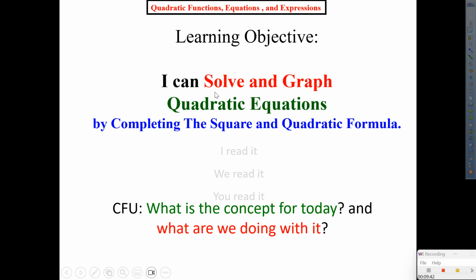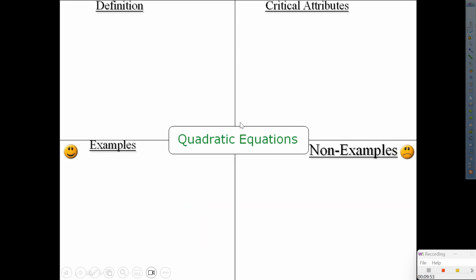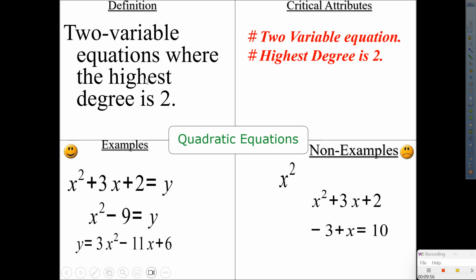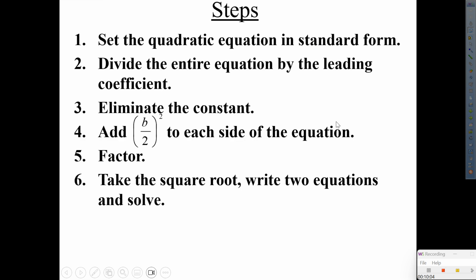Once again, our objective for today: can solve and graph quadratic equations. We already had plenty of practice with completing the square. So today we're going to finish up with our quadratic formula. The definition for quadratic equations was two variable equations where the highest degree is 2. We got that, yeah? What they look like, what they don't, and so on and so forth.